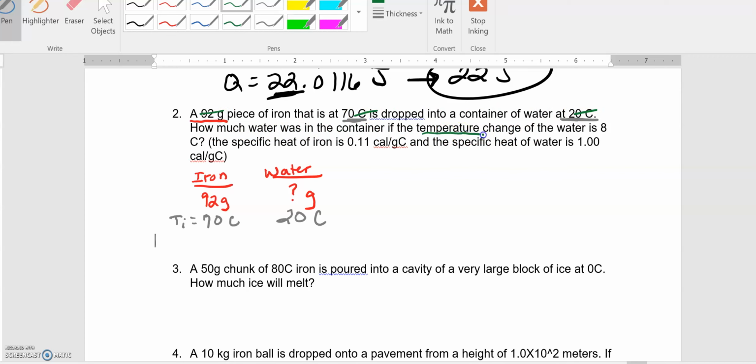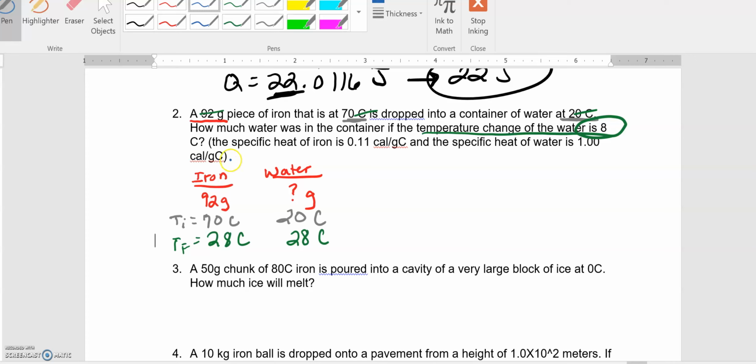Then it tells us here that the temperature change of the water is 8 degrees Celsius. So I know that the final temperature of my water is going to be 28 degrees Celsius. Now it doesn't come out and say this directly, but that also tells me that we are going to have a final temperature of our iron of 28 degrees Celsius, and we are making the assumption that the two pieces have come to an equilibrium point so that they are both at the same final temperature. If we did not get to make that assumption, they would have to tell us specifically in the question what the final temperature of the iron was.